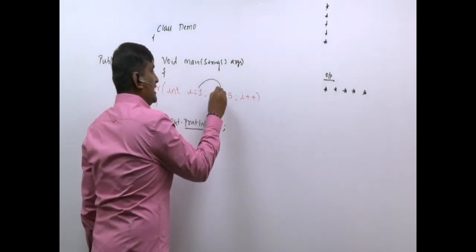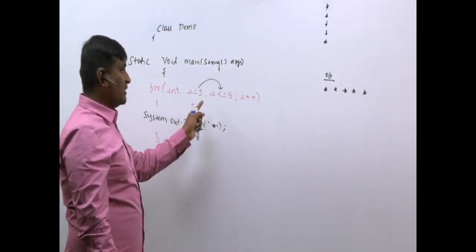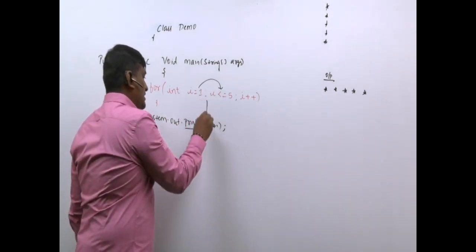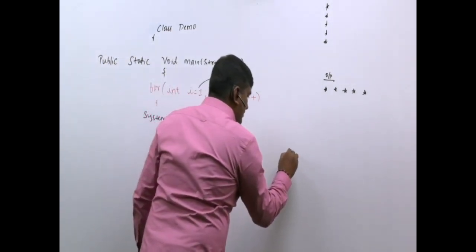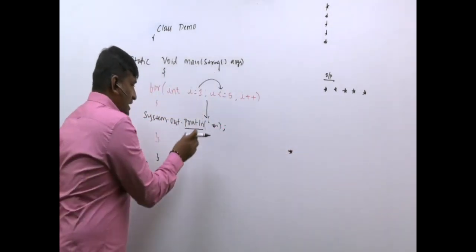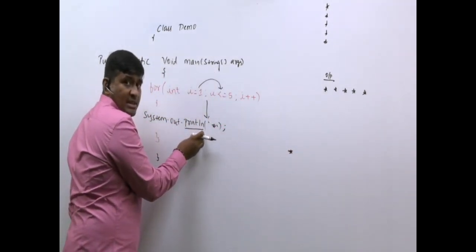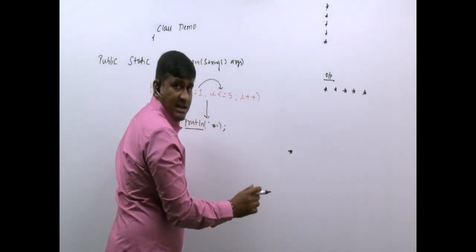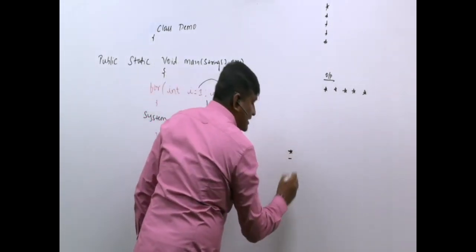Next, it will check the condition. So, I value is 1. Is 1 less than or equal to 5? Yes. It will come inside and it will print star. Always remember, whenever you use println, after displaying, immediately the cursor will go to the next line.